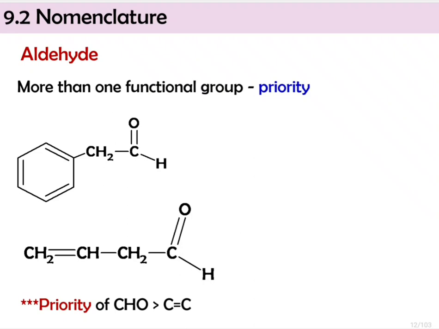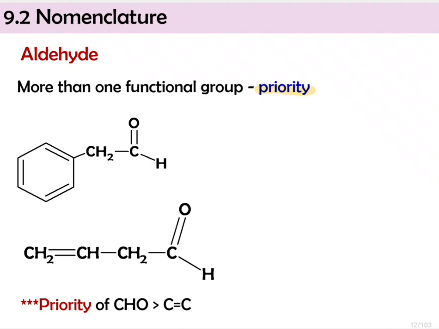Kalau compound tersebut ada lebih daripada 1 functional group, untuk yang ini kita akan tengok priority. So priority kita dah go through masa tajuk benzene. So I hope that you can still remember about the sequence. Paling senang C double bond O dia mesti berada di priority yang atas-atas lah.